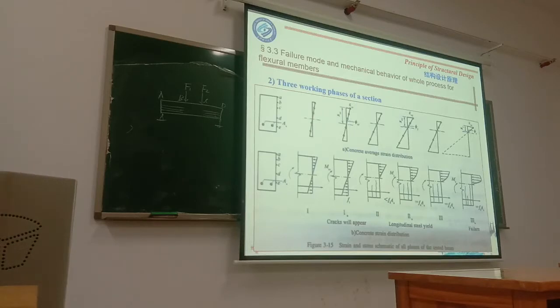Then the neutral axis, see, compared with this, the neutral axis keeps on going up, and then the compressive stress increases greatly. This is the beginning of the phase 3. At the end of the phase 3, see what's the difference between these two stages?